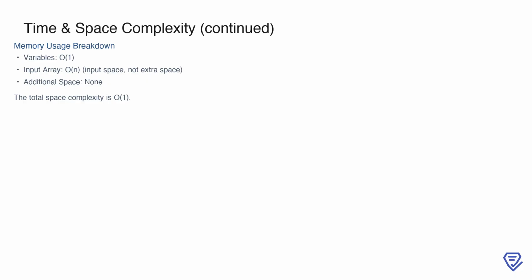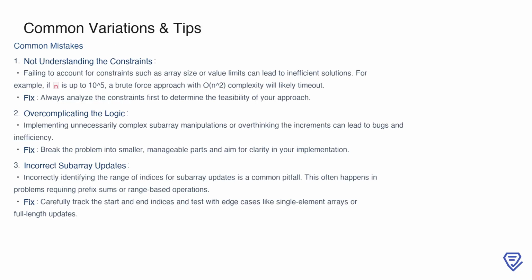As a result, the total extra space used by the algorithm is O(1). This efficient use of memory highlights the simplicity of the solution's design. Common mistakes can often trip up your solution, so it's important to recognize and address them early.